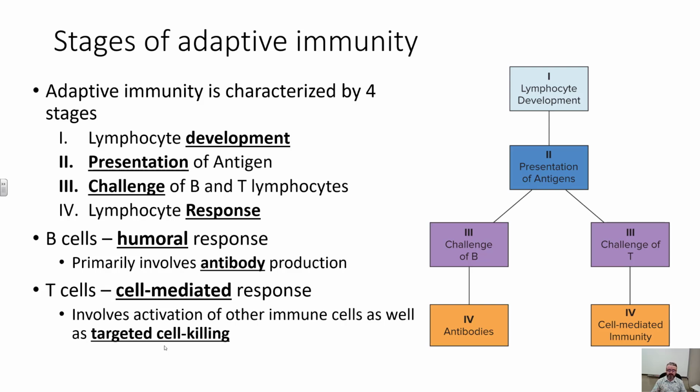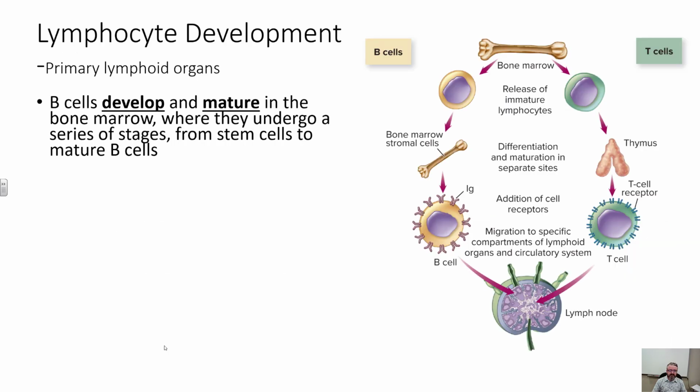So there's a destructive aspect, self-targeting, that goes on in order to remove abnormal cells. So that's kind of a quick overview of the 4 stages. Development is a somewhat complex and ongoing process. So we're going to go through a few different aspects of development here.